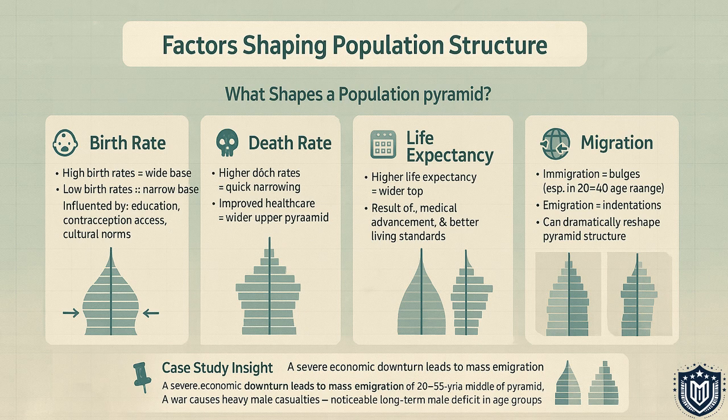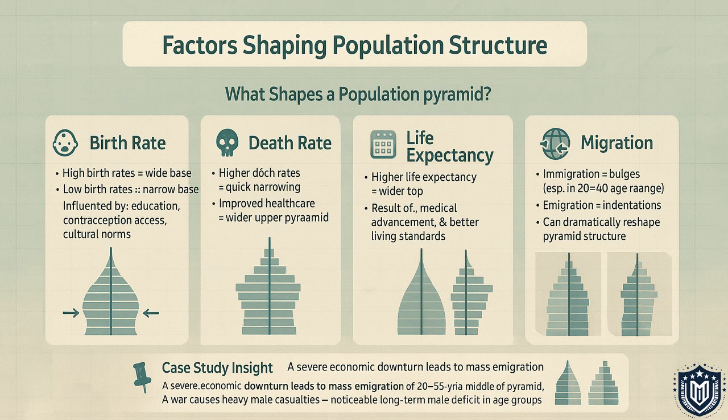A high birth rate results in a wide base on the pyramid, showing a large number of young children. Lower birth rates, often influenced by better education, access to contraception, and changing cultural norms, narrow the base.